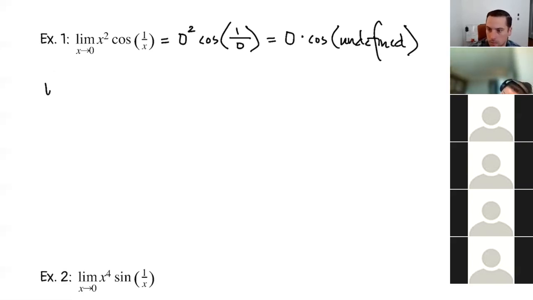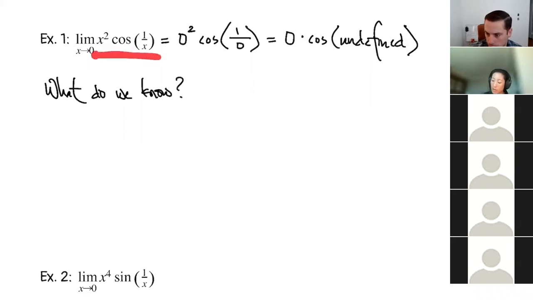So let's start with this, okay? What do we know? Your very first line in a question like this should be something that we know is true for some part of this function. Now, can someone tell me what's true about cosine? Tell me some things you know about cosine.